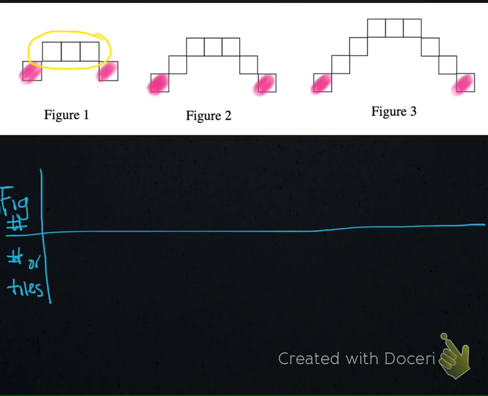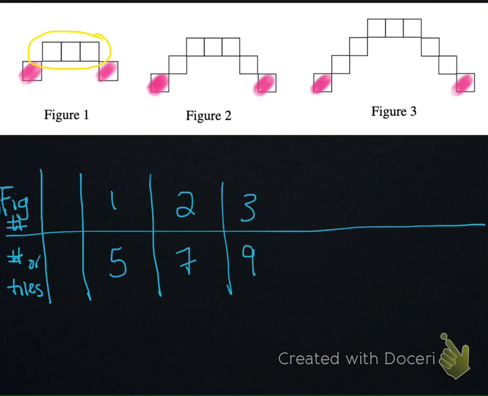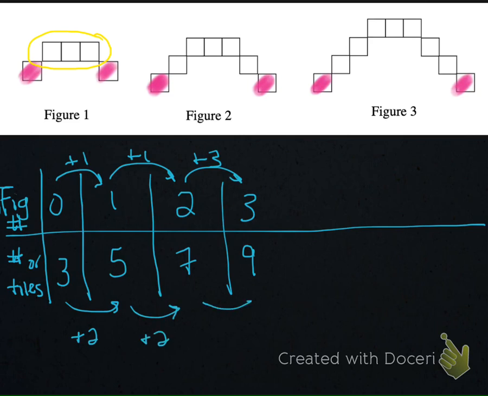Based on the pictures I've been given, I know that figure 1 has 5, figure 2 has 7, and figure 3 has 9. If I thought backwards, I know now that figure 0 is going to have 3 tiles. So what I can see is that as each of the figure numbers increases by 1, the number of tiles is increasing by 2. And we saw when we colored it in with the pink highlighter where those were increasing.